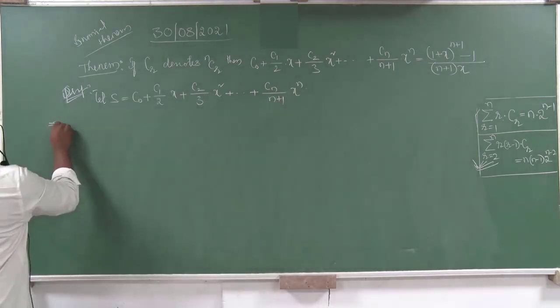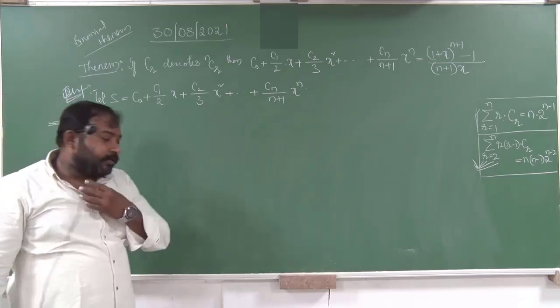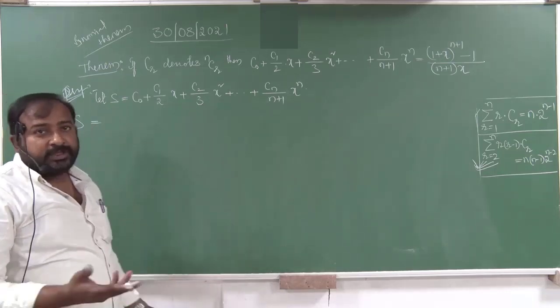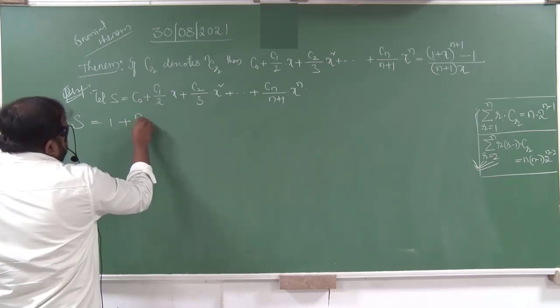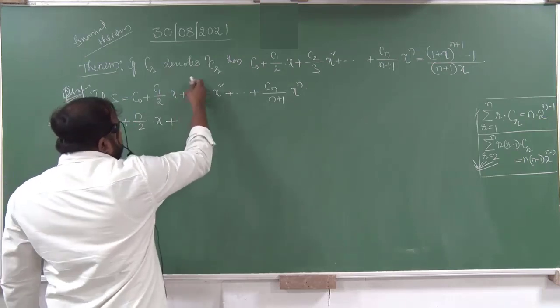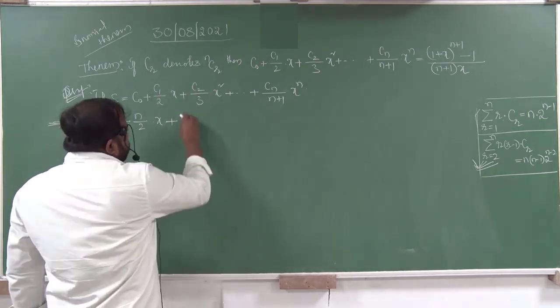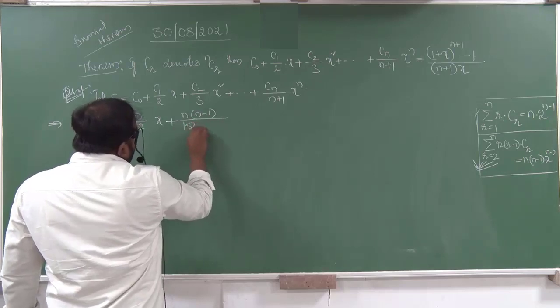Now that implies s is equal to, C0 means nC0, which is 1, plus nC1, whose value is n, by 2 into x, plus nC2. Here C2 means nC2. What is the nC2 value? N into n minus 1 by 2 factorial, meaning 1 into 2.